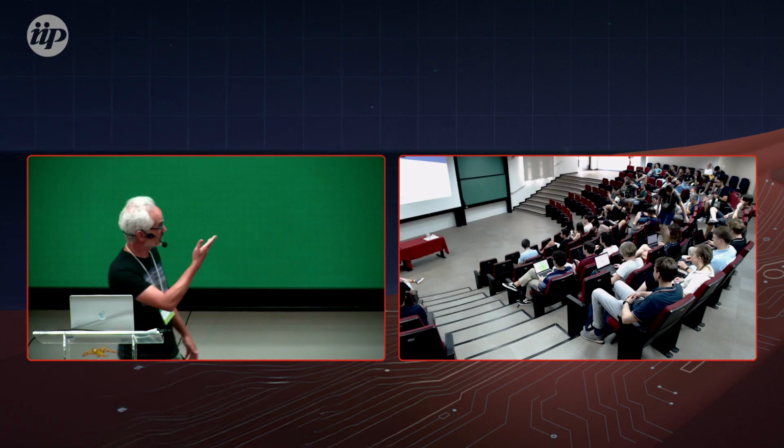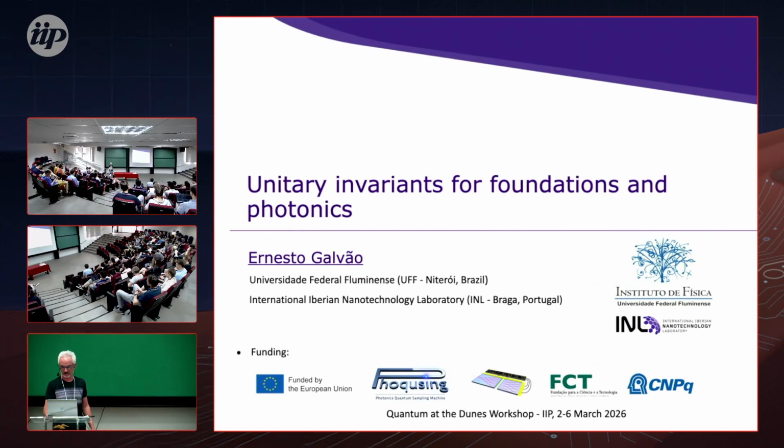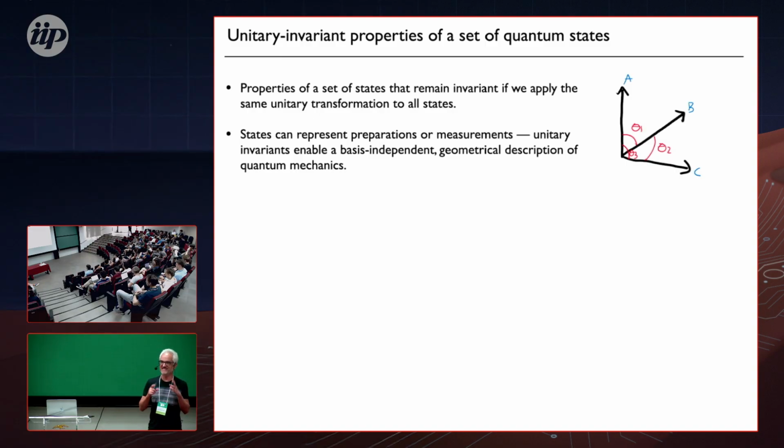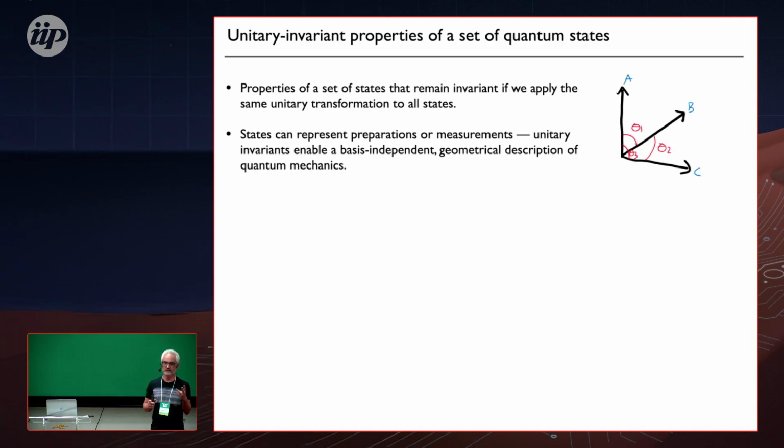So I'll be talking about this, but I guess I have to start by explaining what these unitary invariants are. And I bet you will have seen it before, okay? So these unitary invariant properties that I'm interested in are properties of a set of states that don't change if you rotate all the states by the same unitary. So in a sense, they're the properties that are basis independent. If you talk about a set of states, you want to say things that are gauge invariant, that are physical, and that don't depend on the basis you're picking, okay?